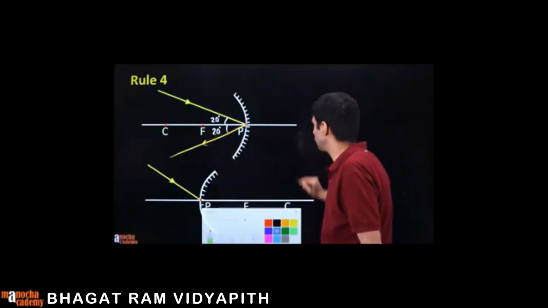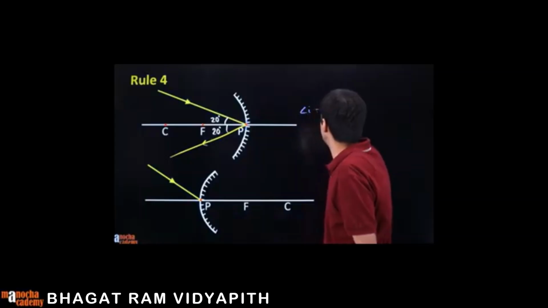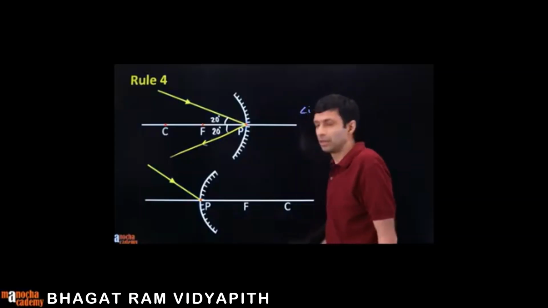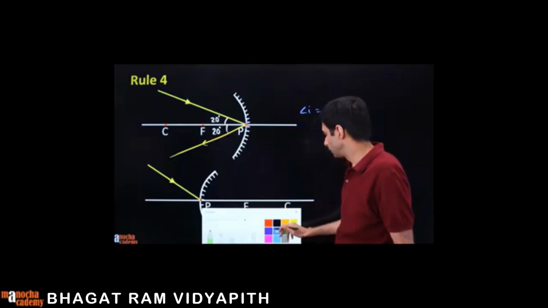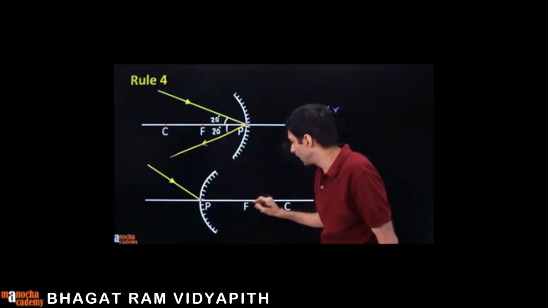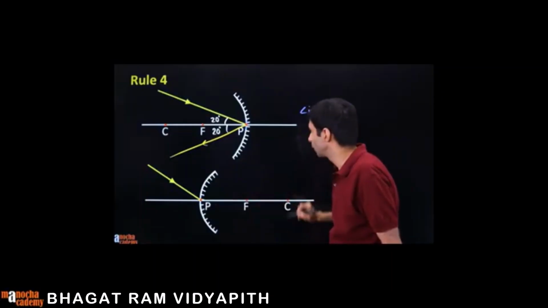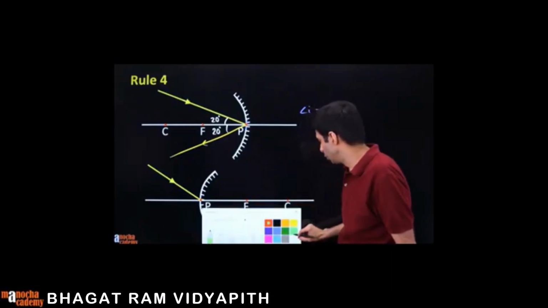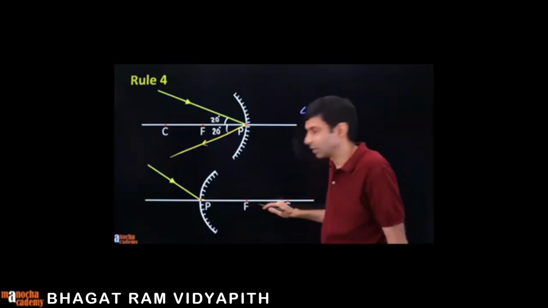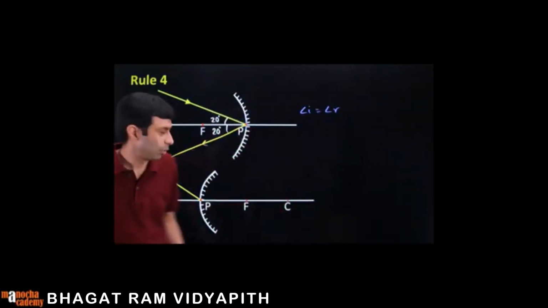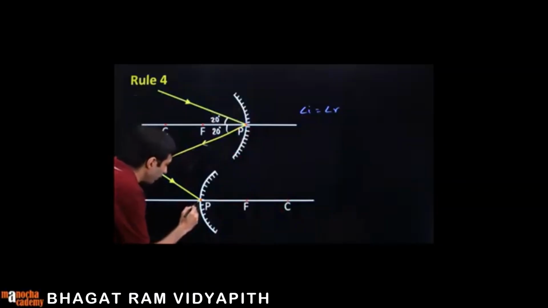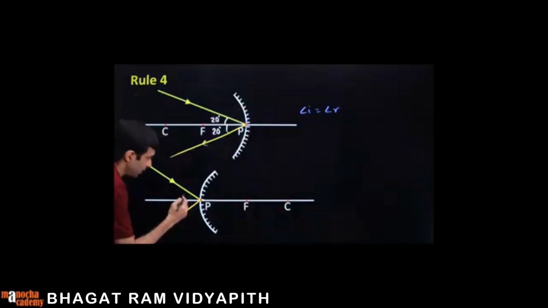So the important thing, we are using at the pole, angle I equal to angle R. Same thing for a convex mirror here. It is incident at the pole. This was your focus and center of curvature, of course. And because this is acting as the radius, the normal here, again the ray of light will reflect off, making the same angle.